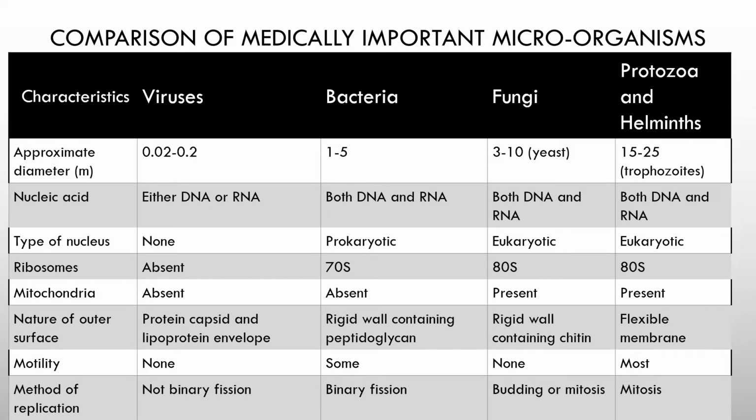Next difference lies in terms of their nucleic acid. Viruses contain either DNA or RNA as their genetic material, while all other microorganisms include both DNA and RNA. In terms of their type of nucleus, viruses do not have the nucleus while bacteria have prokaryotic nucleus. That means they do not have a proper nuclear membrane, while fungi and parasites have eukaryotic type of nucleus. That means nucleus is bound by a nuclear membrane.